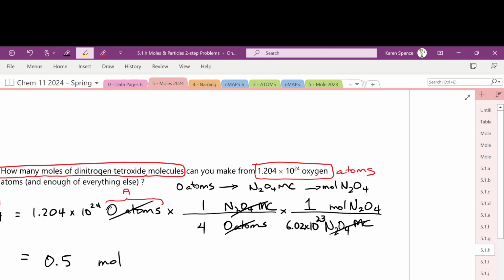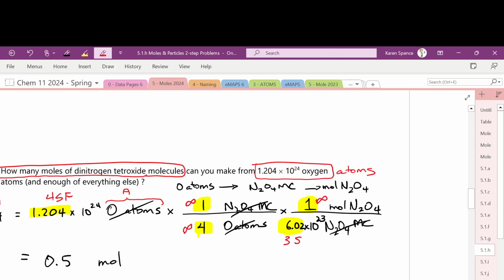No. What are you unhappy with? Sig figs. How many here? In the 1.204? 4 sig figs. How many in the 1 and the 4? Infinite sig figs, because we don't have approximately one molecule. We have exactly one molecule, which contains exactly 4 O atoms. So infinite. And then how about this 1 mole? That is infinite. And what about the 6.02?